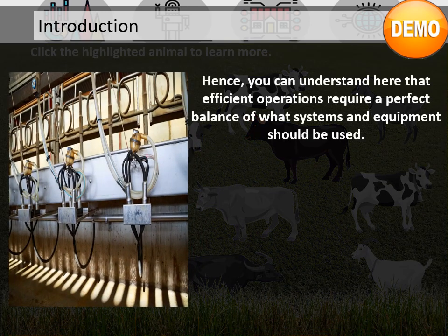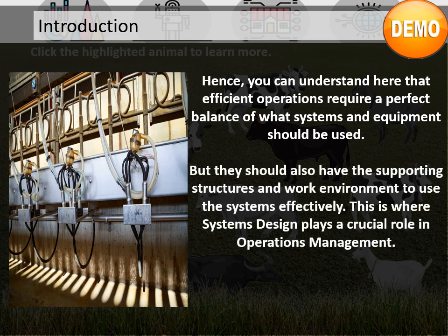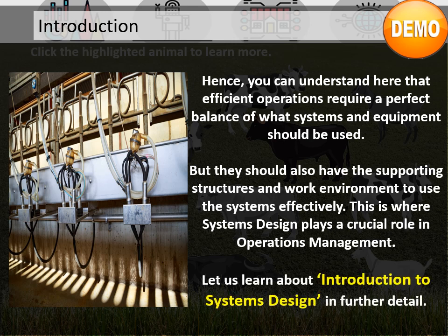Hence, you can understand here that efficient operations require a perfect balance of what systems and equipment should be used, but they should also have the supporting structures and work environment to use the systems effectively. This is where systems design plays a crucial role in operations management. Let's learn about Introduction to Systems Design in further detail.